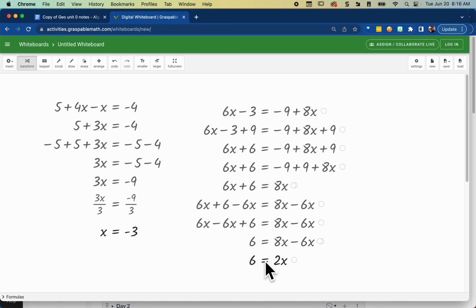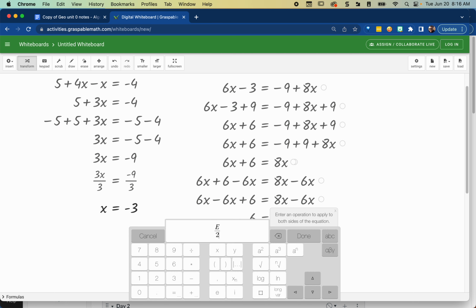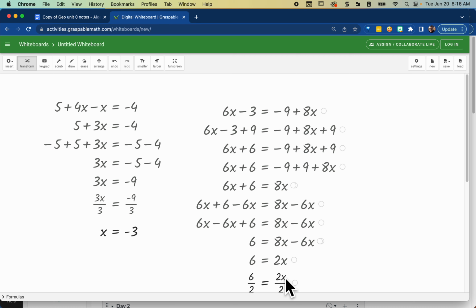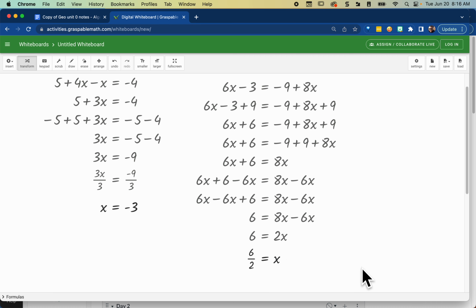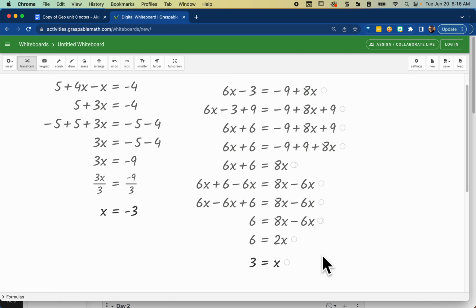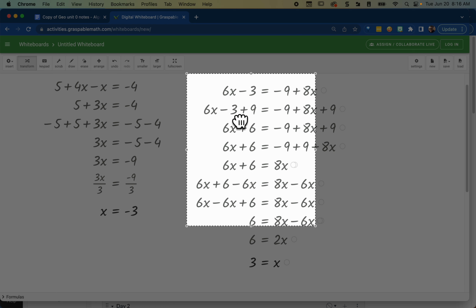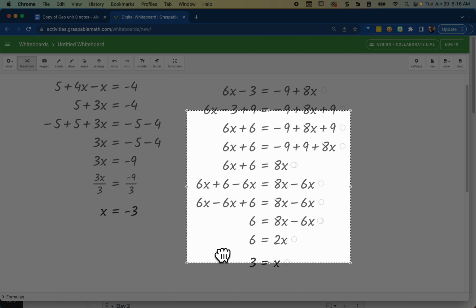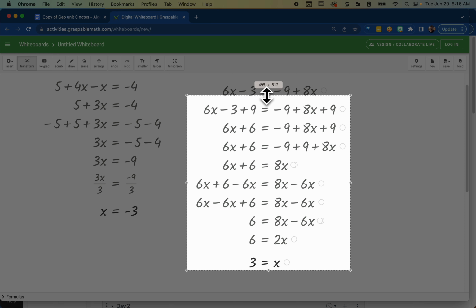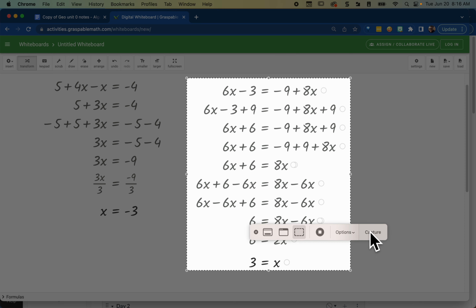Now we're going to divide by 2. So I'm going to click on the equal sign, divide by 2 to make a 1. And we get x equals 3. Awesome. So it seems like a lot of work because we're showing the entire process, but this is really kind of the level that we want to be looking at in terms of how I describe the entire process.